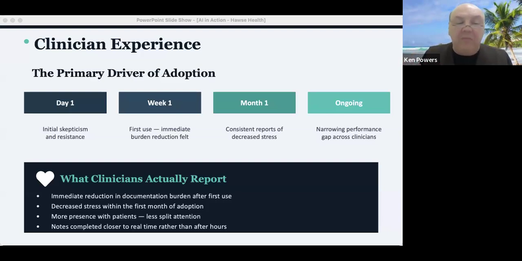So there's just an immediate reduction in the documentation burden. We see that happening. The stress level decreases. There's more, as I just illustrated, more presence with the patients, less split attention. And now notes are being completed closer to real time rather than so many notes being completed after hours or days later when memory recall may not be at its best. So if we could go to the next slide, please.